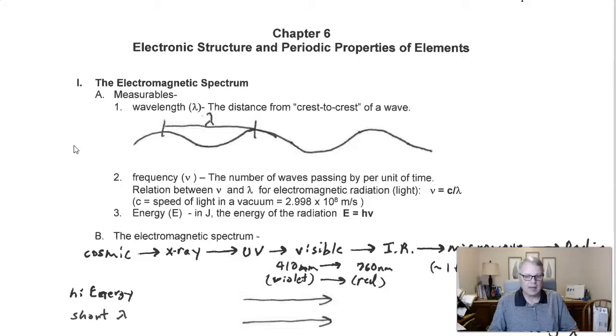But before we do that, we need to talk about waves and some things that you can measure in a wave, and then we'll move on from there. A little bit of background information: let's talk about something called the electromagnetic spectrum.